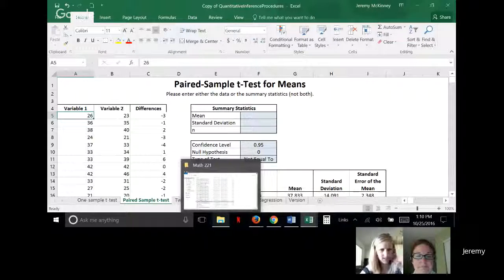Okay, so then we're going to be on the paired sample t-test. Yeah, it has variable 1, variable 2, and differences. Okay, so let's see if that worked. Oh, wait. Okay, so my confidence level is 0.95. Null hypothesis is 0. Type of test is Not equal to.